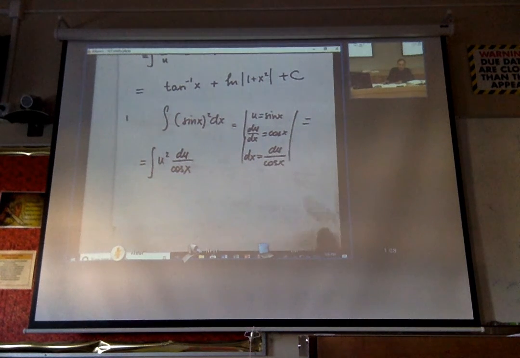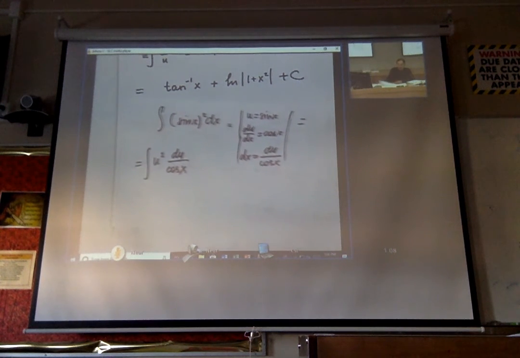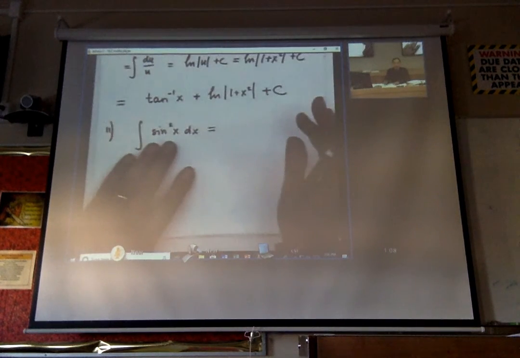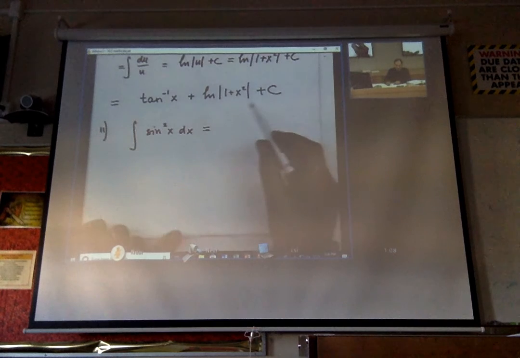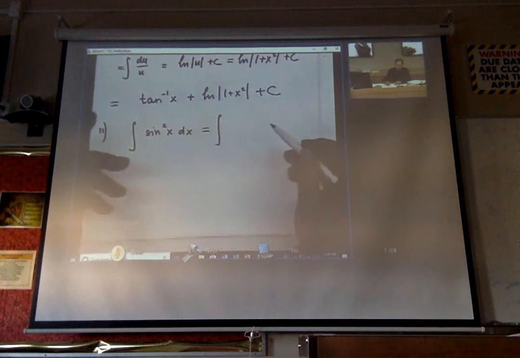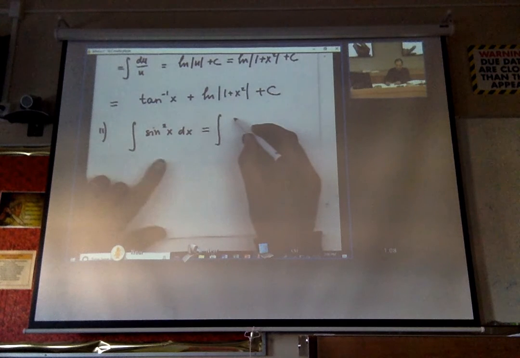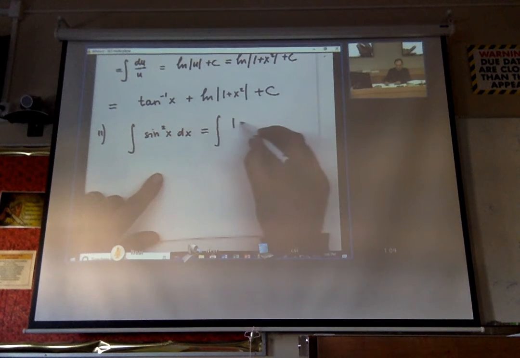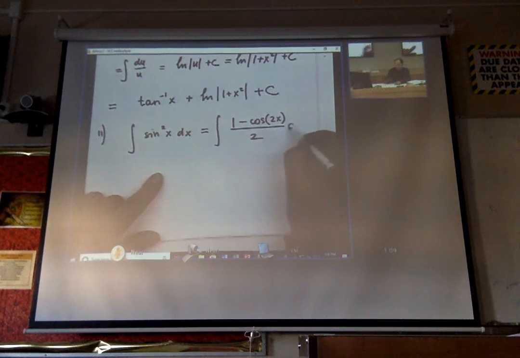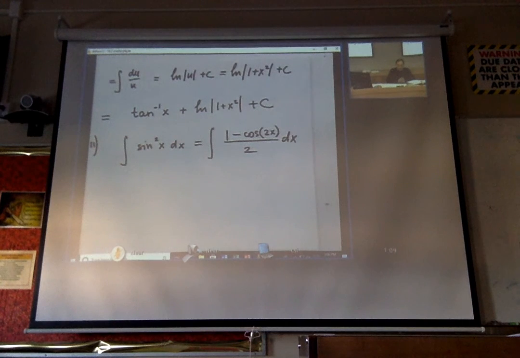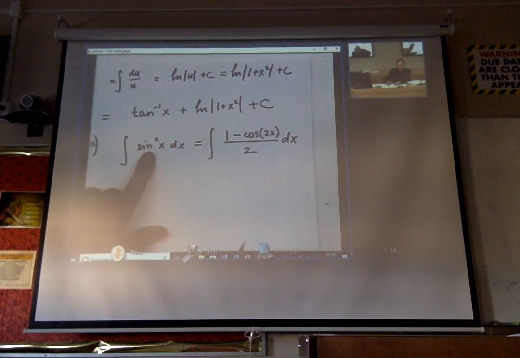So I'm finishing. I need 1 more minute. I'm not going to finish it, but at least I will start. To overcome this problem, you have to use identities, but not 1 minus cosine squared. You basically go back to the same thing like this. The identity we have to use here in order to proceed is sine squared of x equals 1 minus cosine of 2x over 2, and this is dx. This is what we have to use here, as an identity, because sine squared of x equals this.